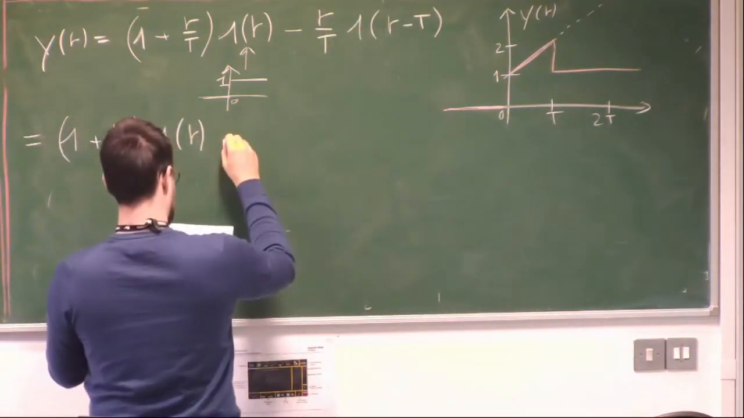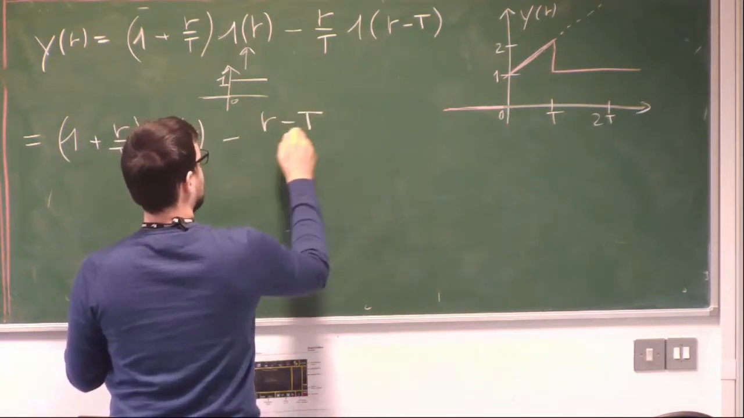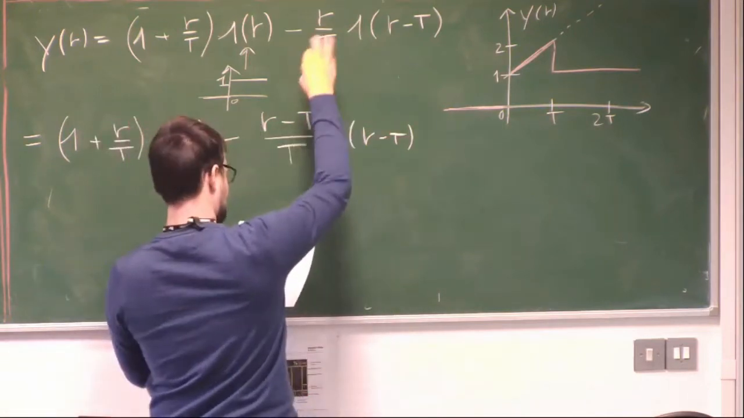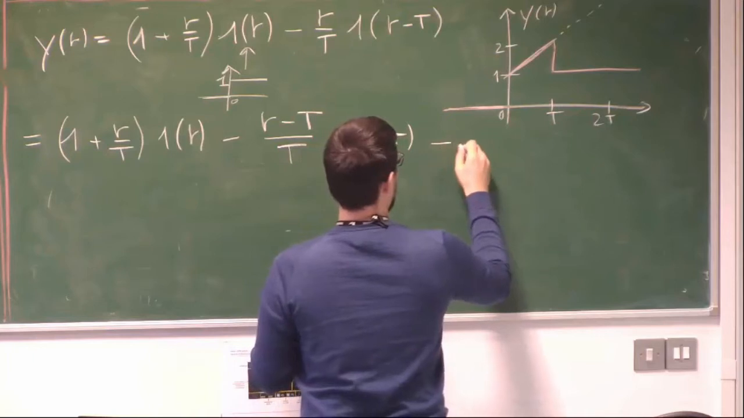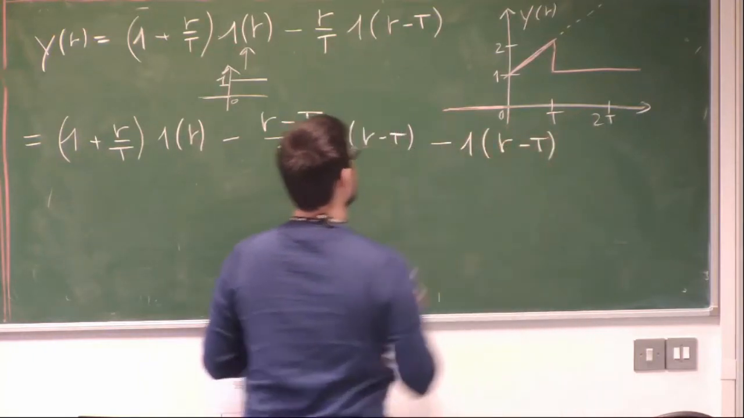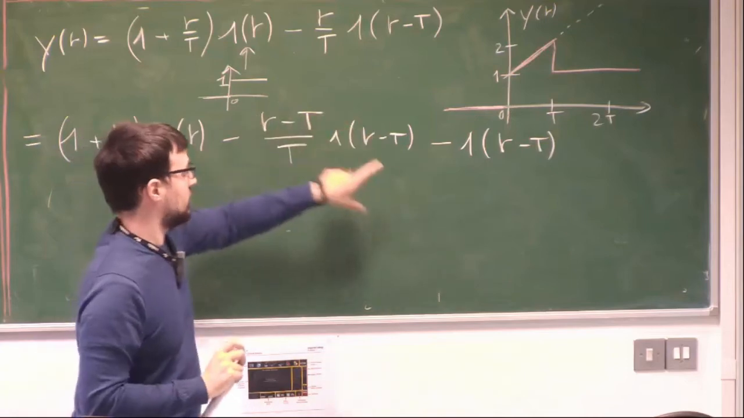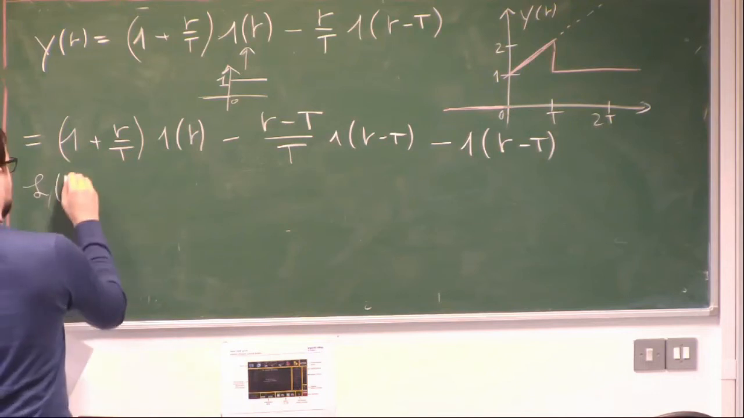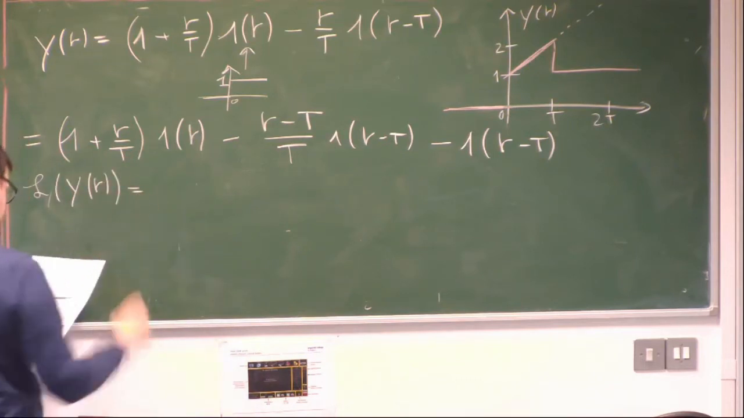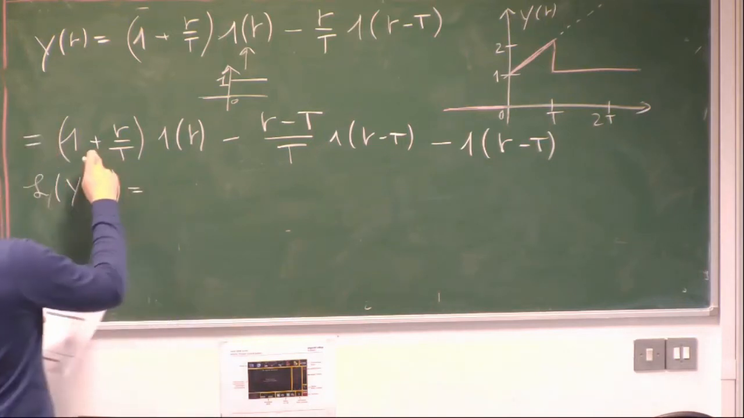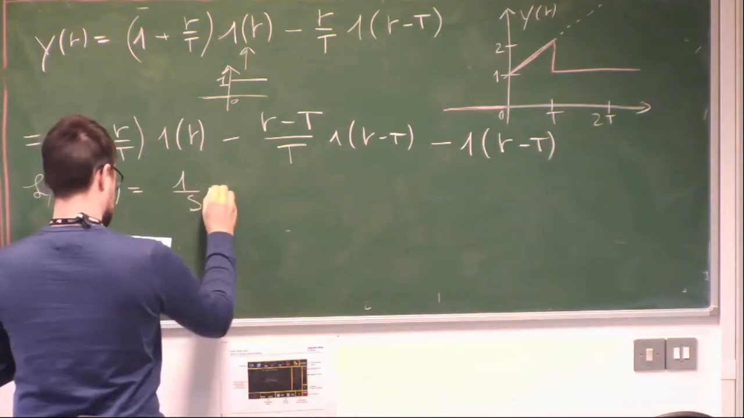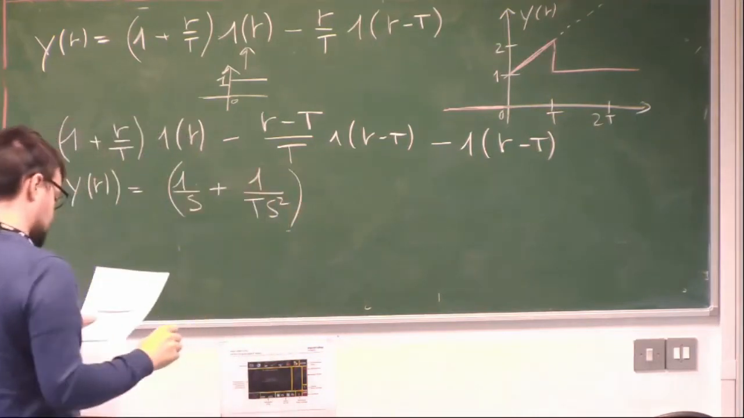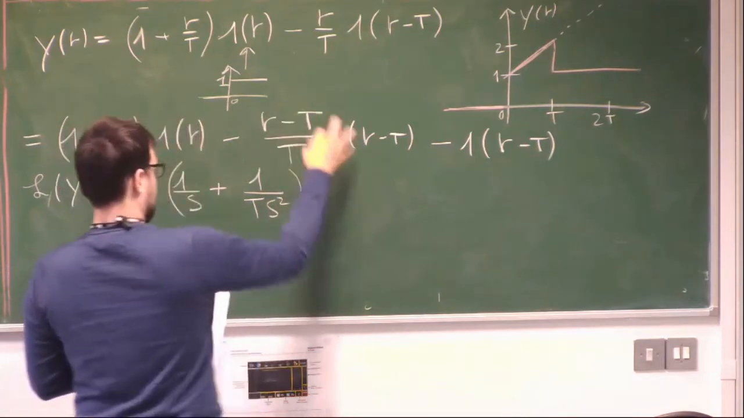So we write it as minus (t minus capital T) divided by T, times 1 of t minus T. So we have modified this, adding a certain value, and we have to subtract this certain value. You see that if you do this function minus this function, you actually end up getting that. Now we can compute the Laplace transform of y of t. The Laplace transform of that is the Laplace transform of this term, that is 1 over s plus 1 over T s squared. And then the Laplace transform of this term over here.